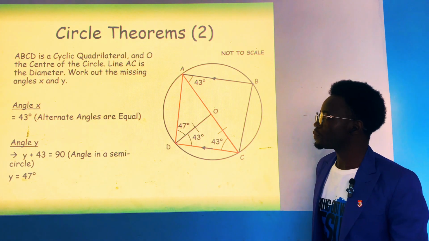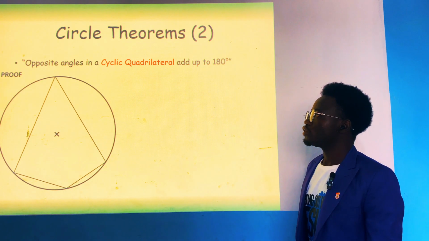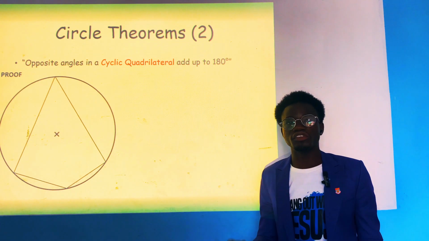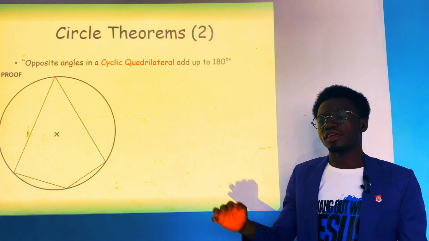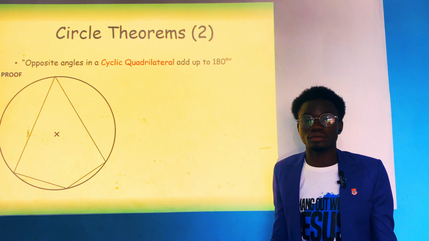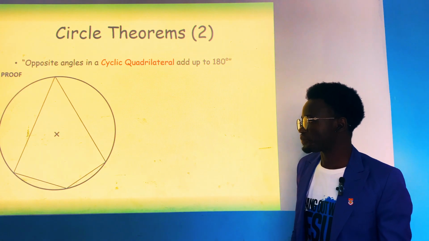Thank you. Let's get the next example. We want to prove the cyclic quadrilateral property. We say that the opposite angles in a cyclic quadrilateral sum up to 180 degrees. So we want to prove it. The proving is very important, right? So let's look at it.